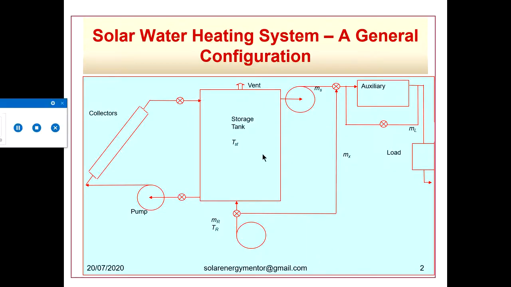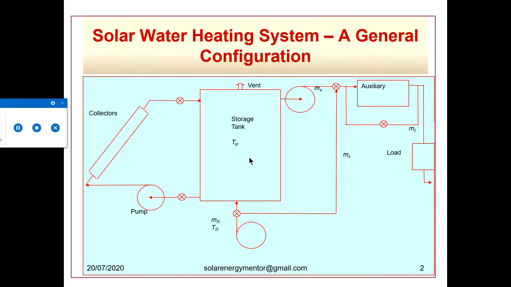From the storage tank, hot water is supplied to the load. This is the demand. With the help of a pump, hot water is pumped to the load. Due to variable availability of solar energy, the temperature of water in the storage tank may not be the desired temperature.